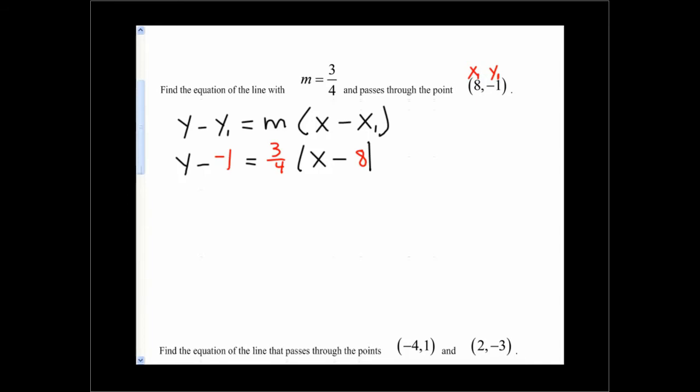Simplifying, we'll have y plus 1 equals 3/4 x, and now multiplying 3/4 times -8, 4 goes into 8 2 times. 3 times 2 will be 6. Then subtract 1 from both sides of the equation, and y will equal 3/4 x minus 7. So we have the equation of this line.